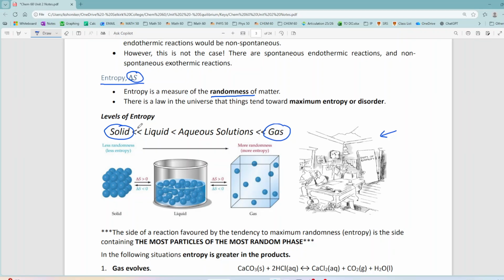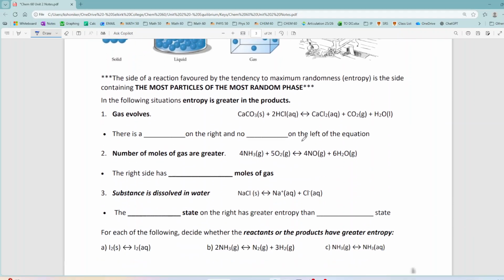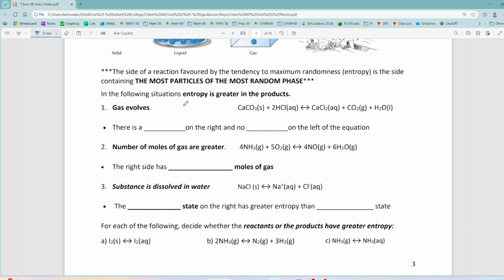And you'll notice I use some double arrows between here because a gas is a lot more random than an aqueous solution, but an aqueous solution is only a little bit more random than a liquid, right? And then a liquid is a lot more random than a solid. So let's look at some scenarios here. When we talk about randomness, you're looking for the side containing the most particles of the most random phase, which is a really funny sentence to say, I think.